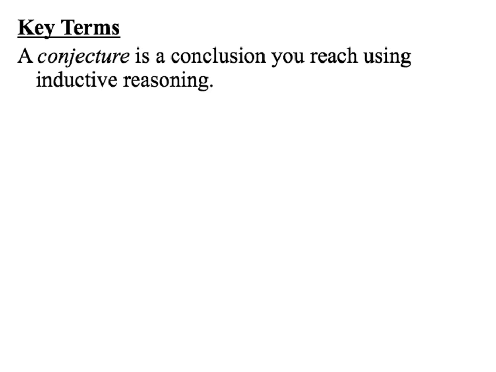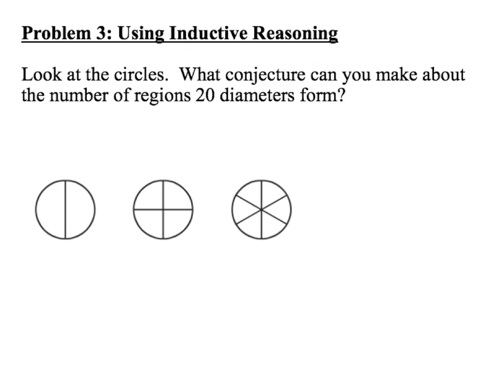Once you find a pattern, you can find a conjecture, which is a conclusion you reach using inductive reasoning. So after you figure out a pattern, you can make a conjecture. So this is kind of like the same problem, except it's asking what's the conjecture you can make about the number of regions 20 diameters form. So if I look at this, I'm going to label this my first term, second term, third term. I'm trying to get up to how many spots will be after 20 terms.